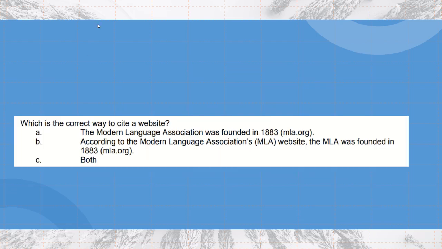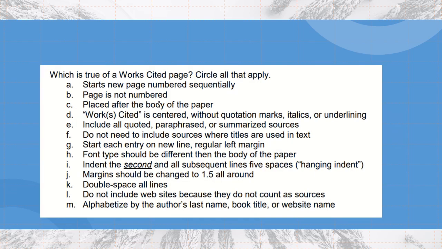So all the above, E. There you go. Which is the correct way to cite a website? This one's kind of confusing, but I'll lay it out for you here. Both is the answer. One could be debated, but B is definitely correct. According to the Modern Language Association, this is an example of a paraphrase with the website. MLA was founded in 1883. All right, so glance over these, both are correct. You mentioned the website in the setup, so it's fine. You don't have to mention it anywhere else.